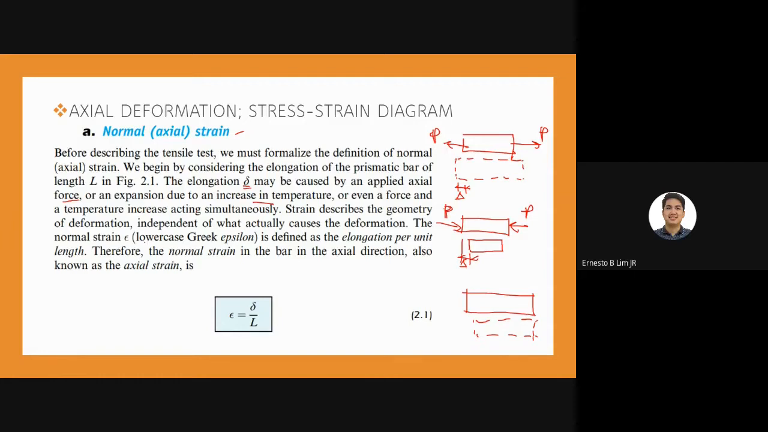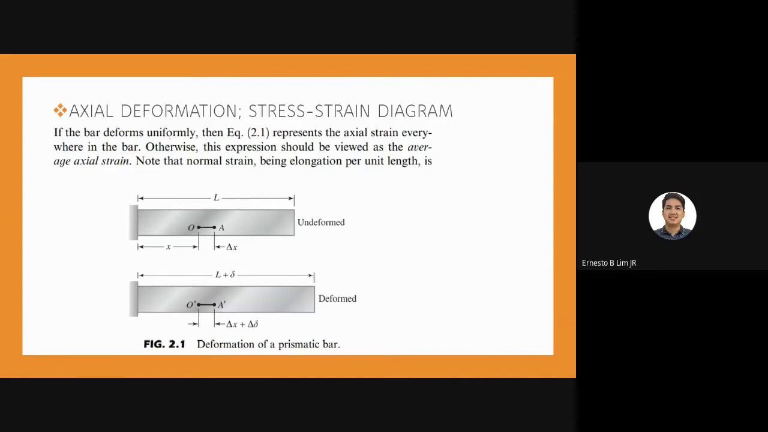So the normal strain, epsilon, is defined as the elongation per unit length, given by this formula here. So epsilon is equal to gamma over the length of the material. Okay, so therefore, normal strain in the bar of the axial deformation, also known as axial strain, is unitless. So if the bar deforms uniformly, then equation 2.1 represents the actual strain everywhere in the bar. Otherwise, this expression would be viewed as the average axial strain.